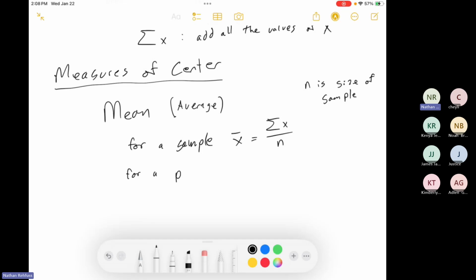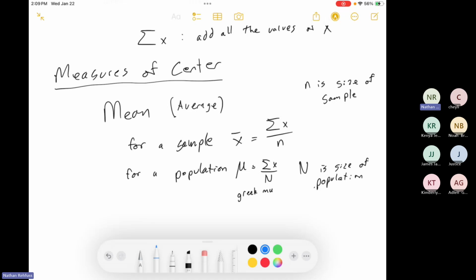We use different letters. As statisticians, you're going to be learning about a sample, measuring the sample, generating summary information, and then using that to make predictions about a population. So the parameter for the population has a different symbol than the statistic for the sample. And here it's a lowercase Greek letter mu. The formula for mu for a population is the sum of all of the individuals in the population divided by capital N, where capital N is the size of the population.